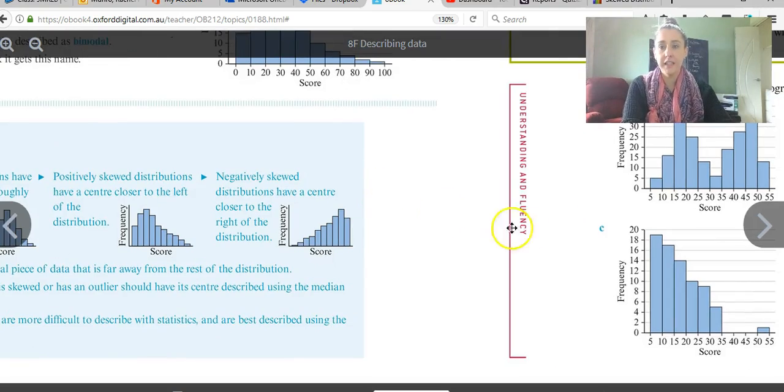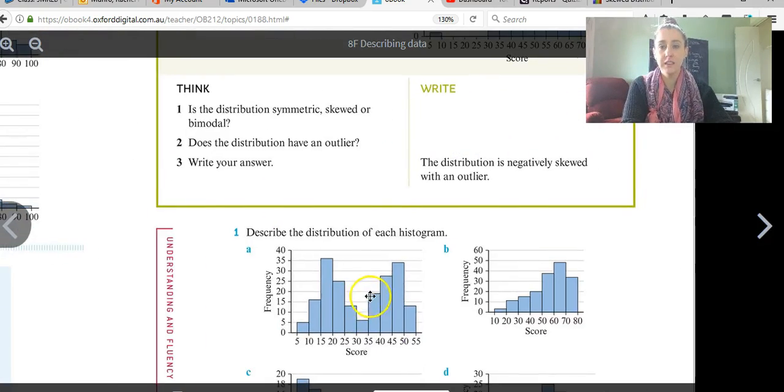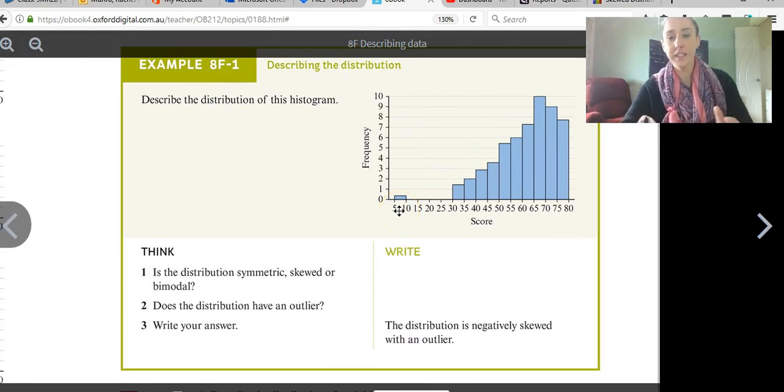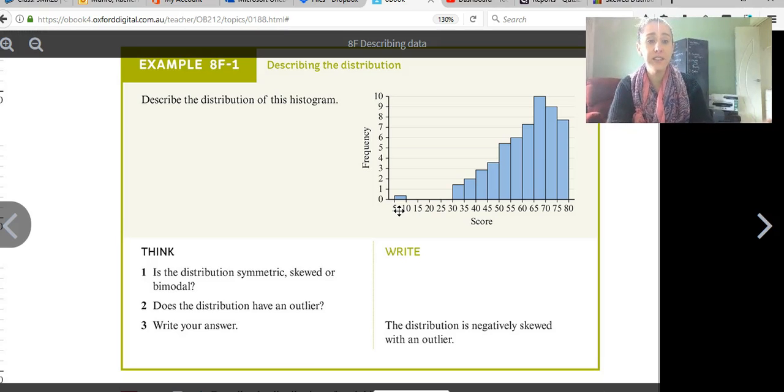Okay, let's move over and have a look at this graph here. It wants us to talk about the distribution of this graph, and if there's any skewness, if it's symmetric, and if we've got an outlier. So first up, I can see I've got an outlier.